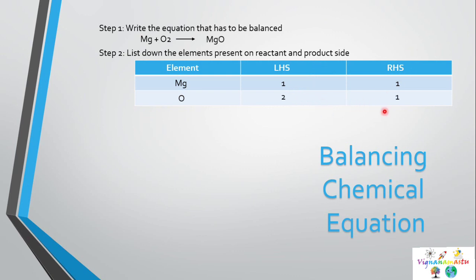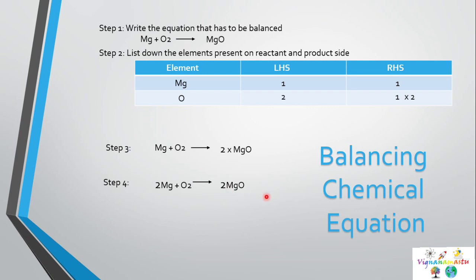So what do we do now? In the RHS we need to multiply by 2. So where should I multiply by 2? Here I have to multiply by 2. And that becomes Mg plus O2 giving 2 MgO. Now oxygen atom is balanced, but magnesium atom remains unbalanced. So what do we do now? 2 Mg plus O2. Here we multiply by 2. So now what you get is 2 Mg plus O2 giving 2 MgO.